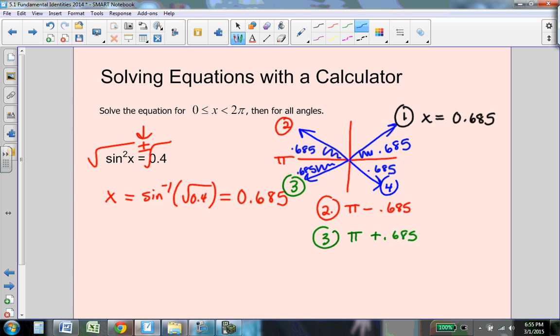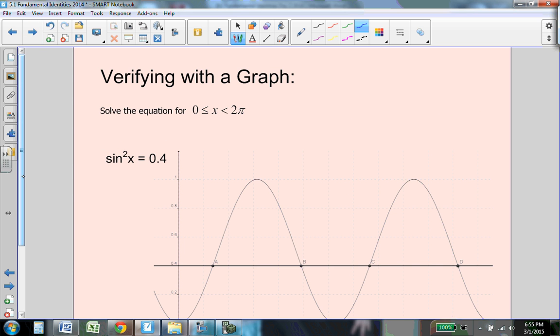And number 4, we have 2 pi here, not pi, but 2 pi, the closest axis. It's related to that angle. So 2 pi minus 0.685. And that will take care of the one in the fourth quadrant. So this will put connection. It may not have on your page.